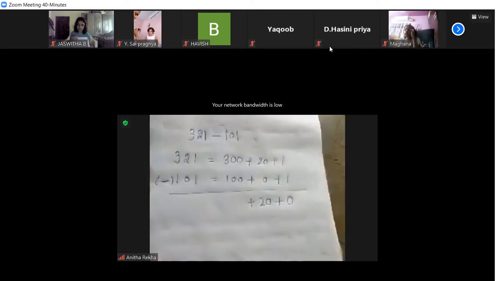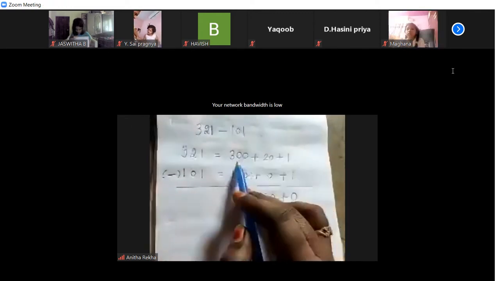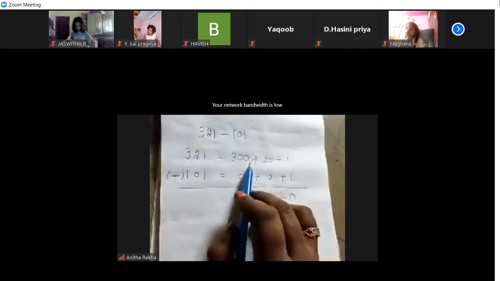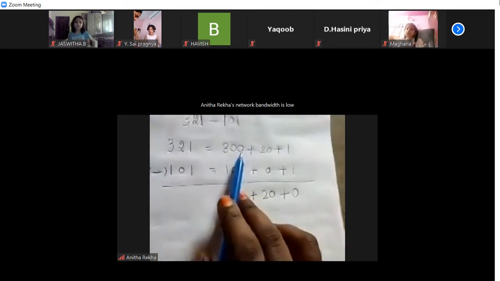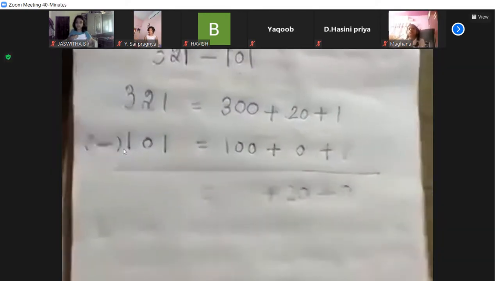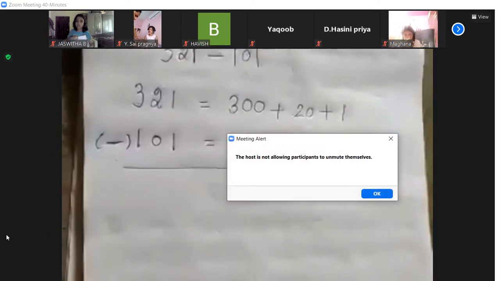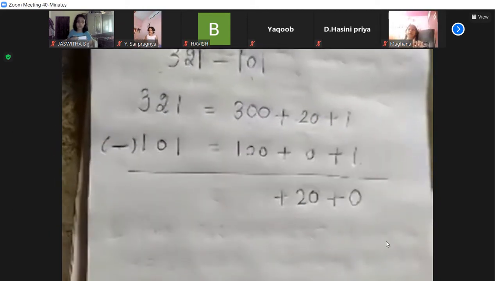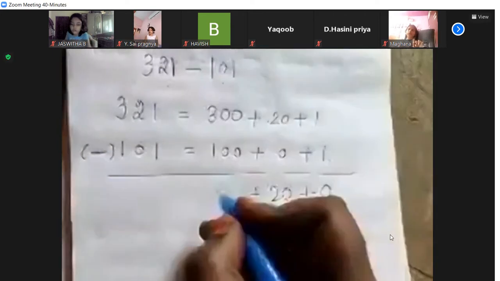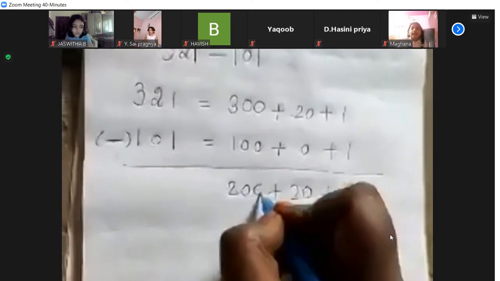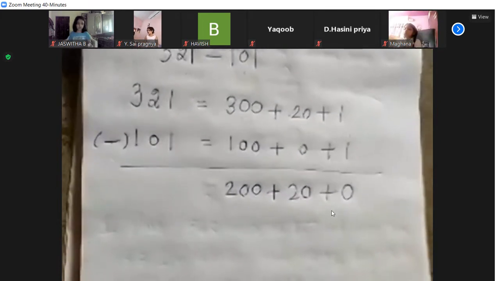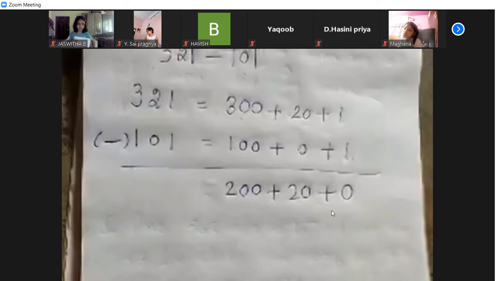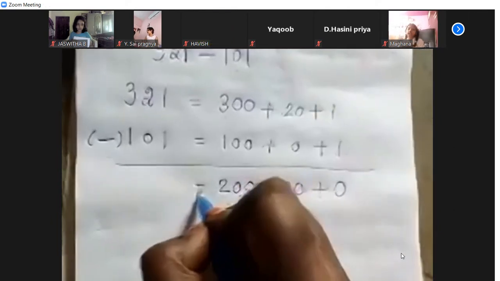Okay, now tens place is also completed. Now come to hundreds place. In hundreds place, you can see 300 here and 100 here. Who will tell 300 minus 100? 3 minus 1 is 200. Very good. Now all of you put equal to here.